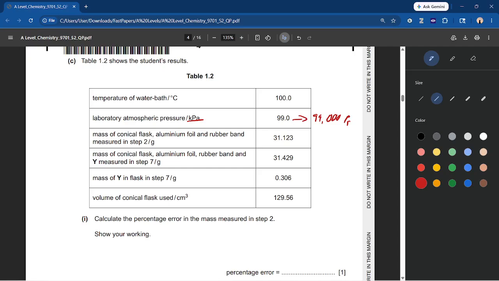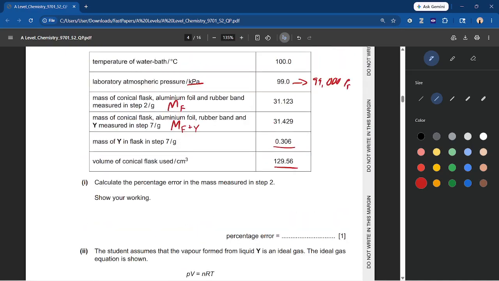Mass of conical flask, aluminum foil, rubber band, and Y measured in step 7. So mass of Y in flask, the way they got 0.306 is you subtract, so since we're dealing with mass, let's say this is mass of flask, and this is mass of flask plus Y. So that's 31.429. And the volume of the conical flask used is 129.56. All right. Calculate the percentage error in the mass measured in step 2.